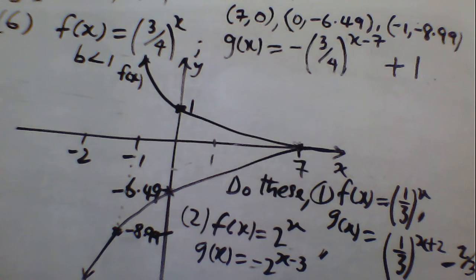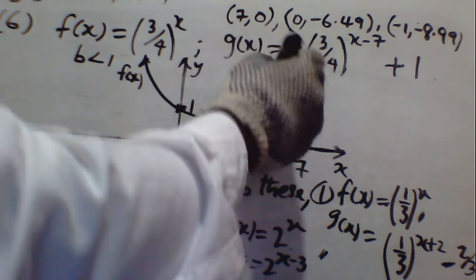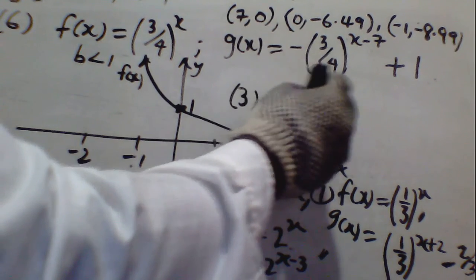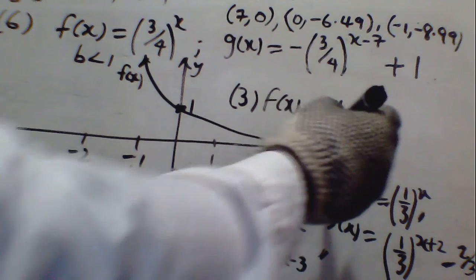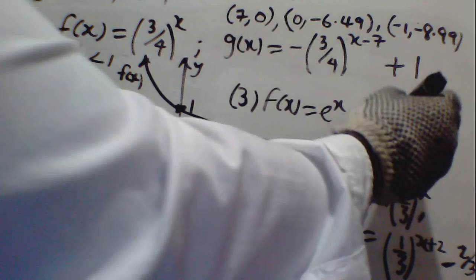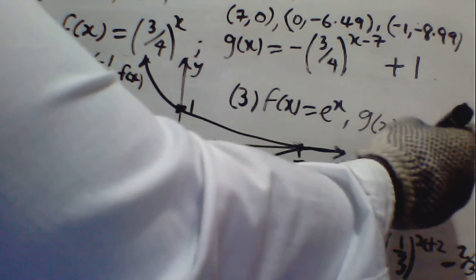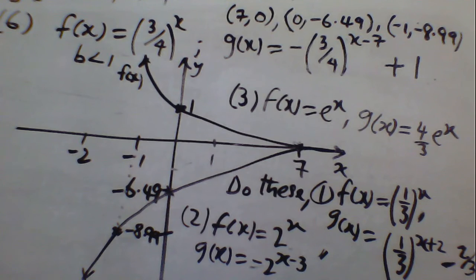The third is, we have f of x. The ones I gave you in the previous homework, you never submitted them to me. G of x is equal to 4 over 3 e raised to power x. So I hope you are seeing them. Please do this and present them to me.